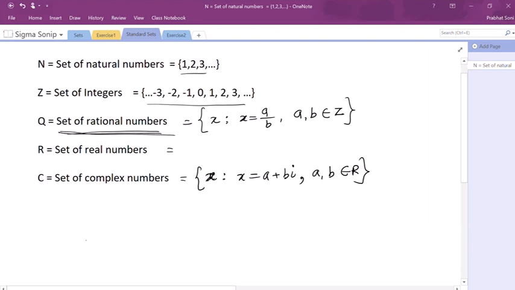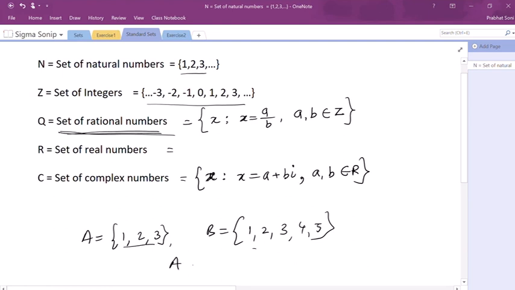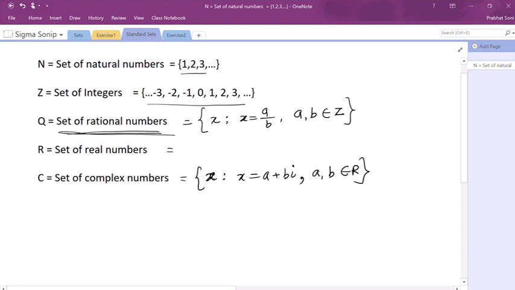So let's take a look. A equals 1, 2, 3, and B equals 1, 2, 3, 4, 5. Then we see that all the elements of set A are contained in set B. So we say that A is a subset of B. Simply it means A is contained within B. Using this, I'll clean this up and use it for our sets of numbers. So the set of natural numbers N is a subset of Z. You can see that it's contained there.